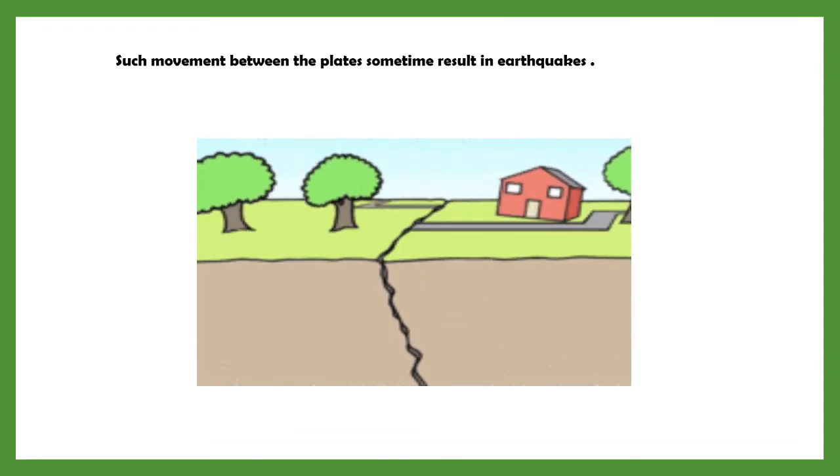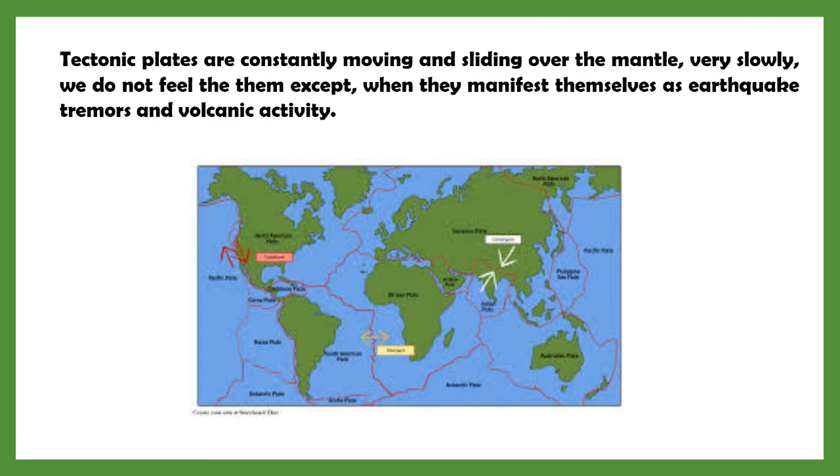Okay, tectonic plates are constantly moving and sliding over the mantle very slowly. We do not feel them except when they manifest themselves as an earthquake, tremor, or volcanic activity. In this diagram, the red arrows are showing the transform boundaries, and this yellow one, okay, in the Atlantic Ocean, showing the divergent plate boundaries, and near India where Himalayas are, these white arrows are showing convergent boundaries.